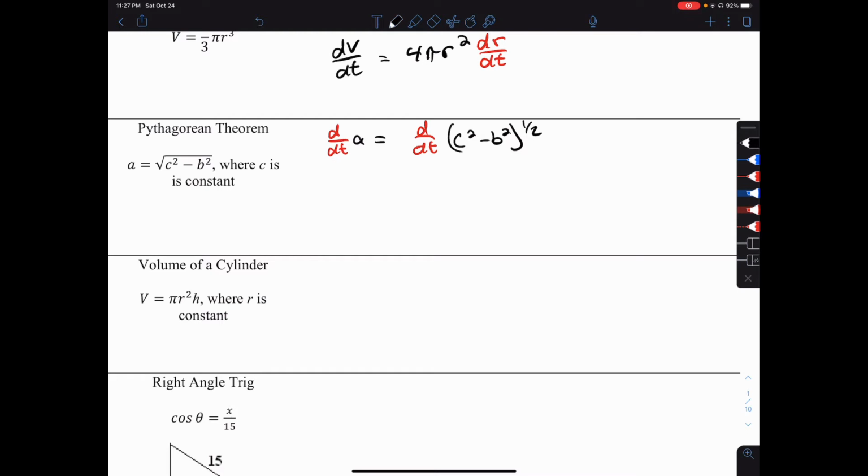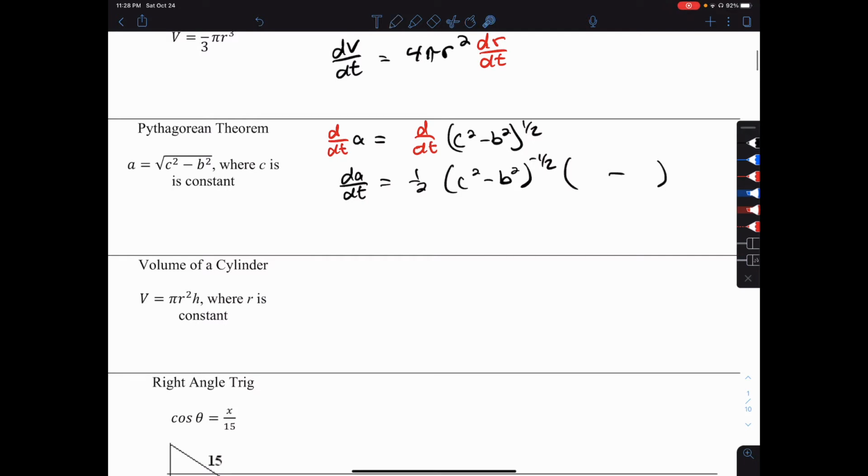So the derivative of A with respect to time is dA over dt. This here is the chain rule. On the right, take the 1/2 and we put it in front. Inside stays the same. Subtract 1 from the exponent. 1/2 minus 1 is the same as 1/2 minus 2 over 2. Gives us an exponent of negative 1/2. Then we have to multiply this by the derivative of the inside. I'm just going to put parentheses, put this derivative in.